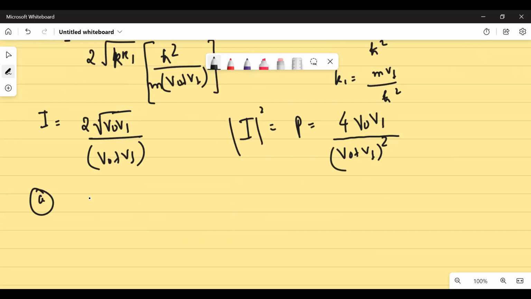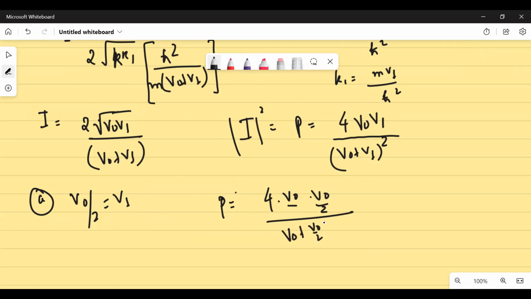what if my potential is reduced to half? So now v1 becomes v naught by 2. Then what is the probability of finding the particle in the bound state in the new potential? That would be 4 v naught into v naught by 2, divided by (v naught plus v naught by 2) whole squared. And you can simply find this will be 8 over 9. This will be 3 by 2, and 3 by 2 squared is 9 by 4. There is a 2 here, so this will be 8 by 9.